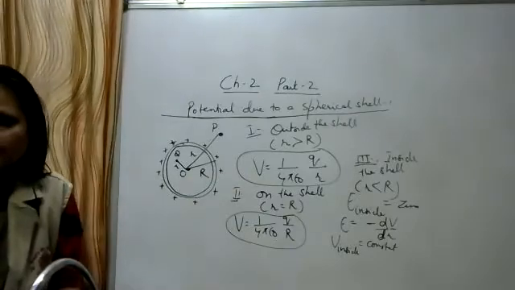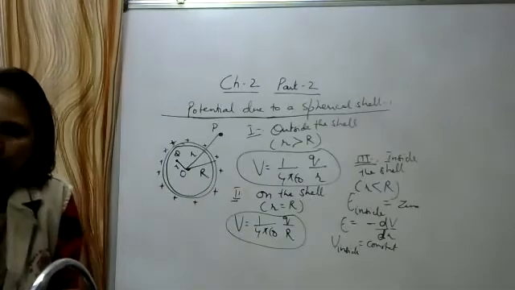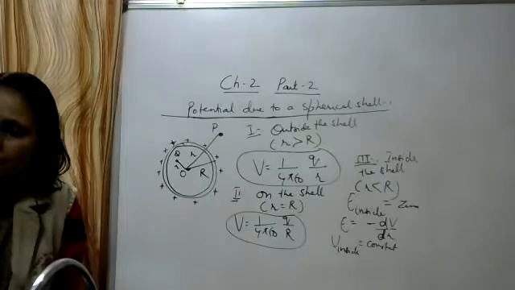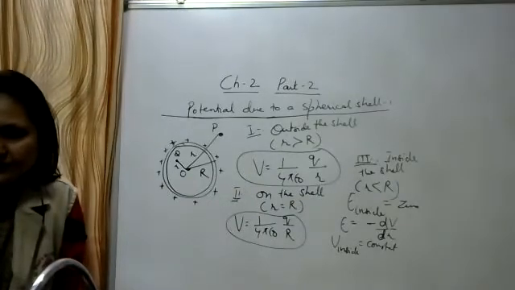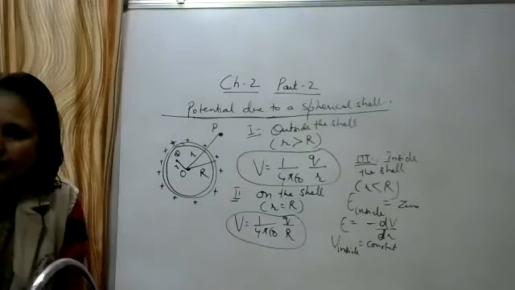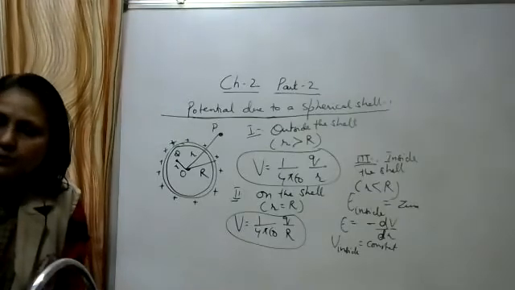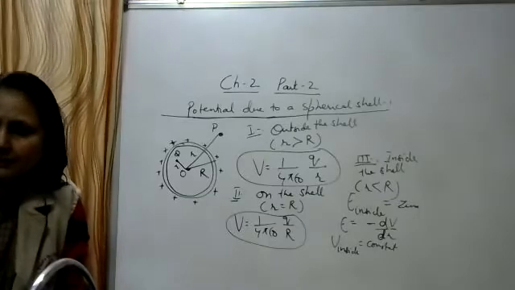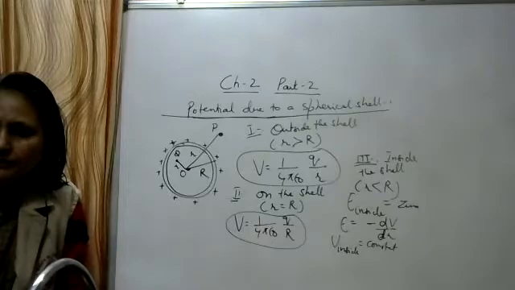Okay, written. Next, we'll find out the potential due to an electric dipole. What is an electric dipole? Equal and opposite charges separated by a small distance form an electric dipole. The strength of the dipole is measured by the dipole moment, which is equal to the product of either of the charge and the dipole length. Dipole length is the separation distance between the two charges, so q into 2a is the dipole moment.